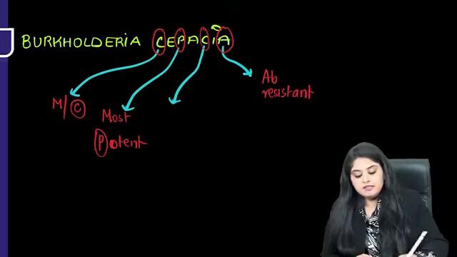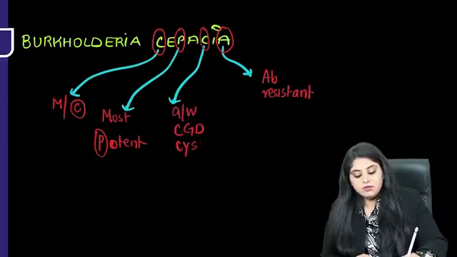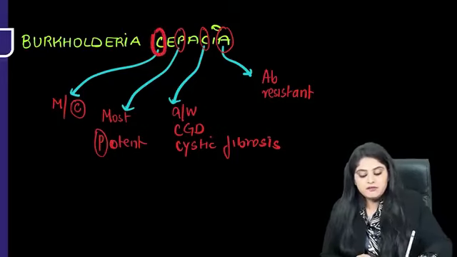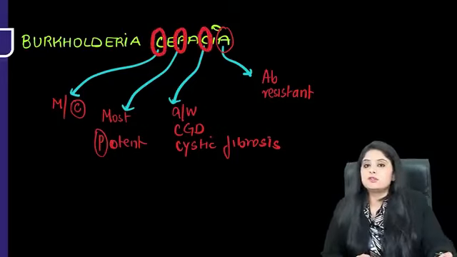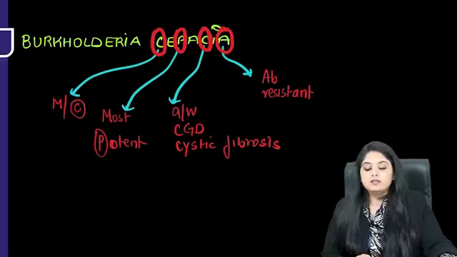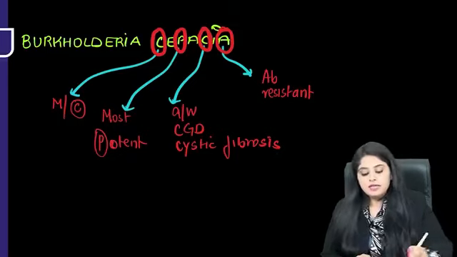And if I finally ask the most important question, which is associated with chronic granulomatous disease and cystic fibrosis, that is also cepacia. So I told you, take up alternate alphabets. Most common, most potent, associated with cystic fibrosis and chronic granulomatous disease, and antibiotic resistant. That is Burkholderia cepacia. Now we come to Burkholderia mallei.